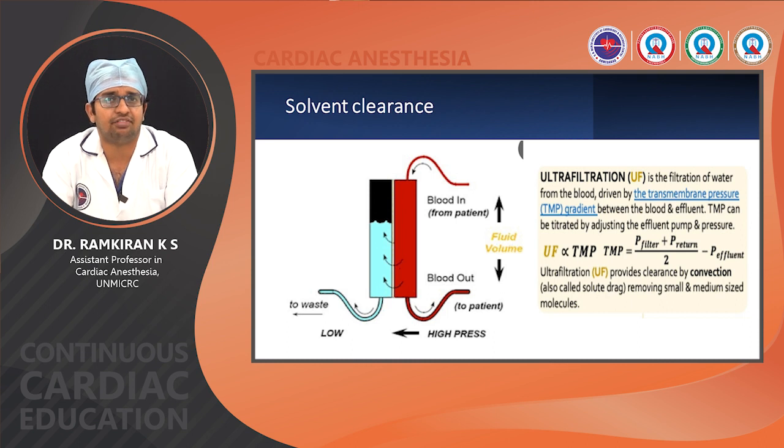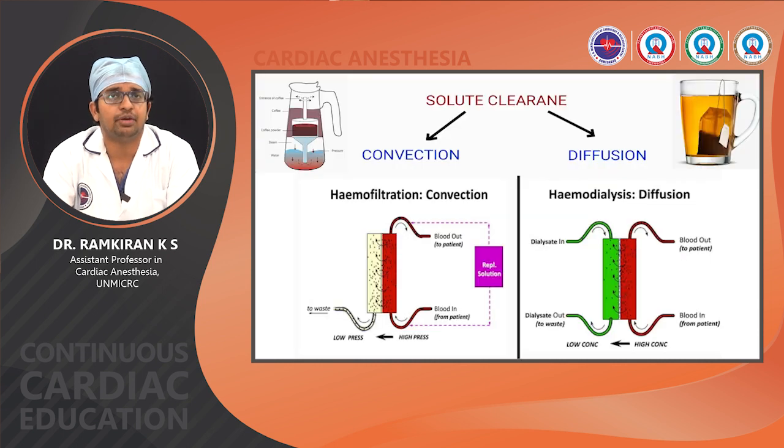So this ultrafiltration, the filtration of water from the blood driven by this transmembrane pressure, also clears some solute along with it. That is called solvent drag, and that type of clearance is known as convection, which we will go into in detail. So it helps in removing small and medium sized molecules. And then coming to the solute clearance. Solute clearance is either convective clearance or diffusive clearance. If it is diffusive clearance, we use the word hemodialysis. If it is convective clearance, we use the word hemofiltration.